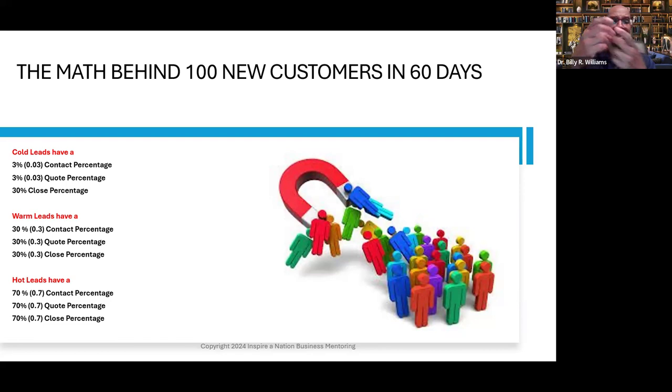Warm leads, 30% of the folks that you try to reach out to, you will reach. 30% of the ones that you reach will let you quote them. And then 30% of the ones that you quote will close. For a hot lead, 70% of the people that you try to reach, you'll reach. 70% of the people that you reach, you'll quote. And then 70% of the people that you quote, you will close. That's how the numbers work.